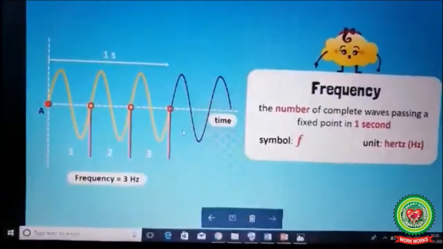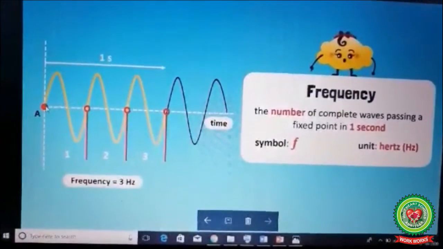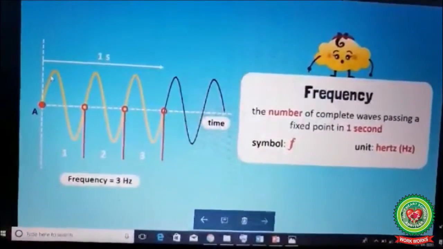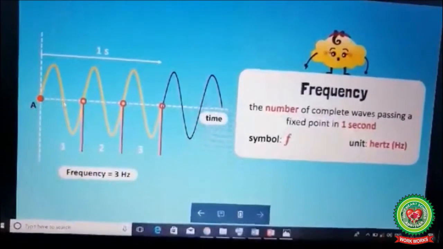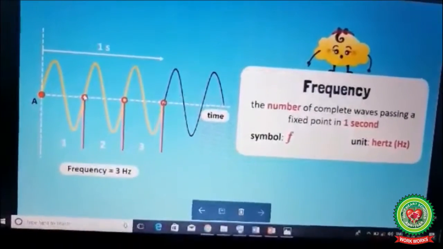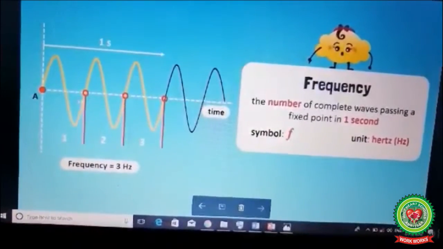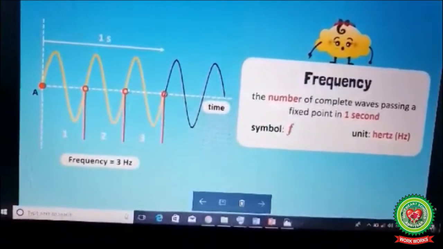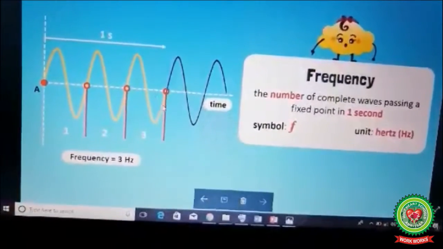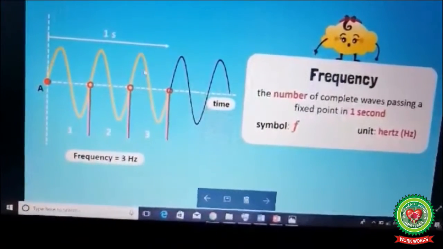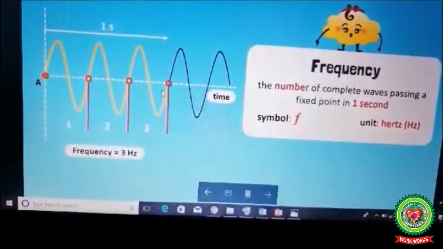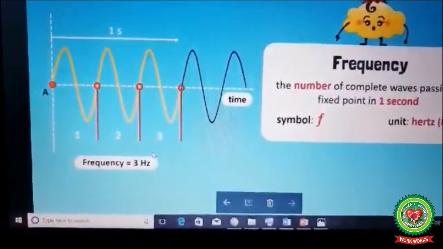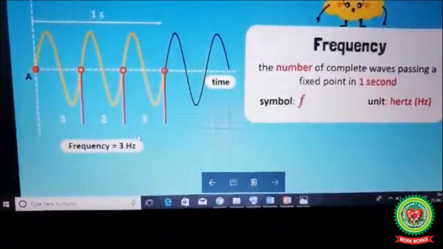Wave is being seen here. This is the starting point of the wave. This is one complete wave till here, from one node till the next one. Now in 1 second, how many such complete waves are there? That much is the frequency. So here in 1 second, supposing for example 3 complete waves have been studied, therefore the frequency is 3 Hertz.